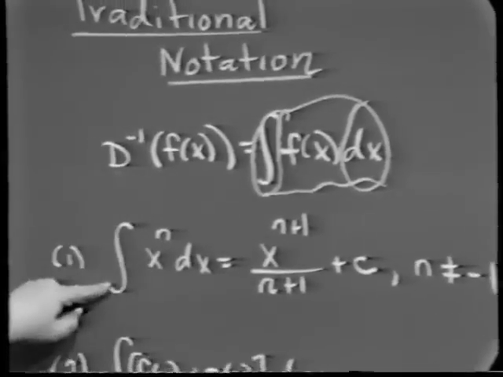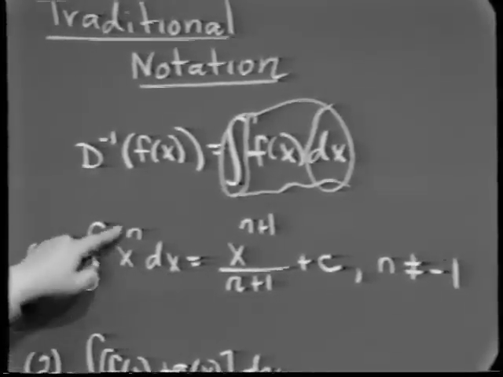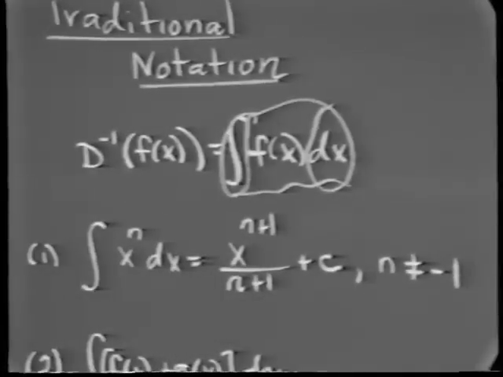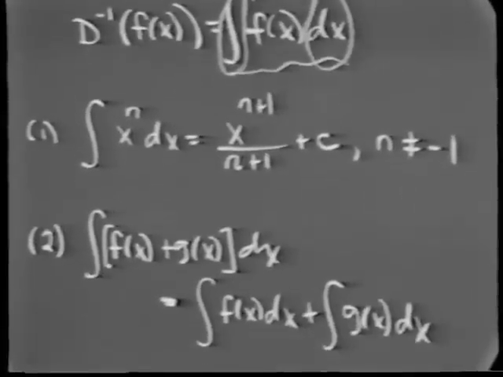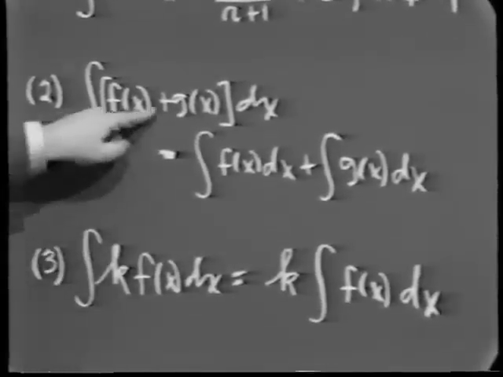When you write this, this is called the indefinite integral, and what we're saying is the indefinite integral of x to the n dx is x to the n plus 1 over n plus 1 plus a constant when n is not equal to minus 1. The integral of a sum is the sum of the integrals, and the integral of a constant times a function is a constant times the integral. All this says is what?